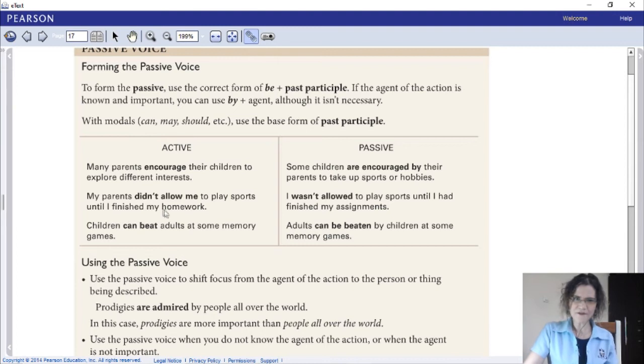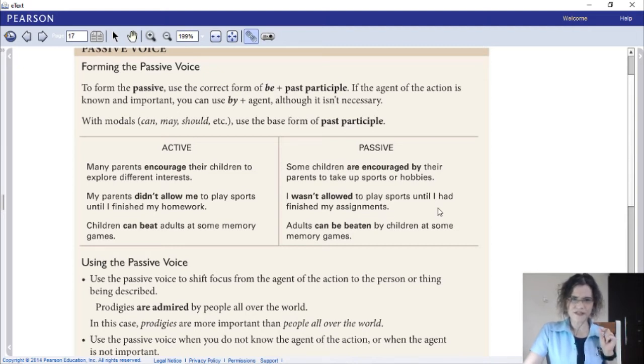Okay, so my parents did not. You have to pay attention to the n and then the apostrophe t, so that's in the negative. In this case, the object is I, so we start with I, which becomes the beginning of our sentence: I wasn't allowed to play sports until I had finished my assignments.